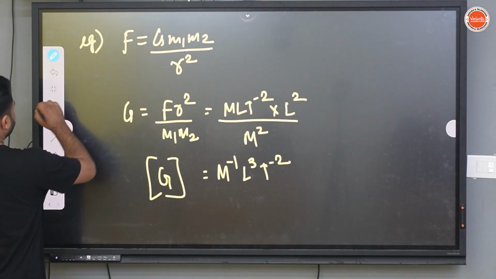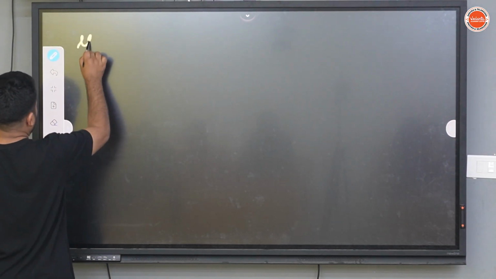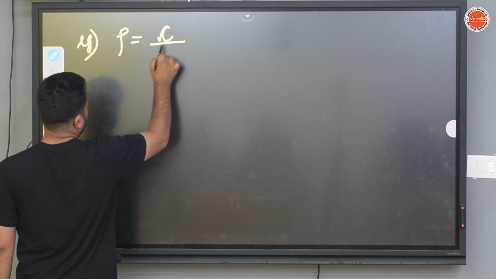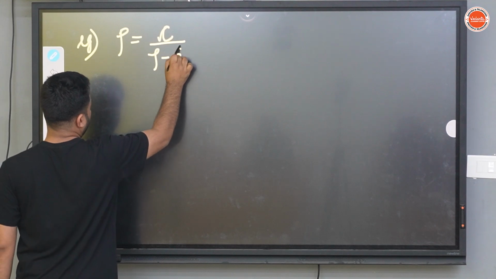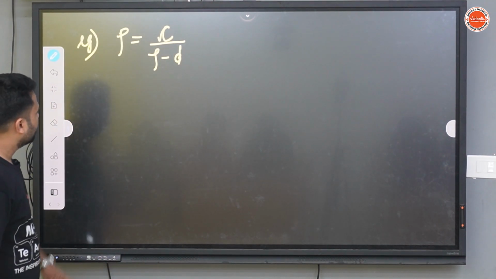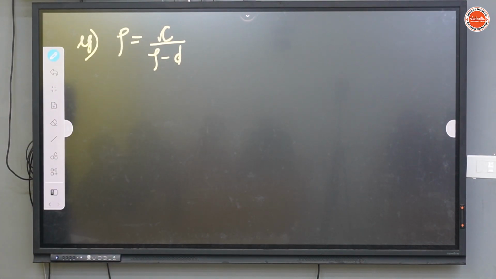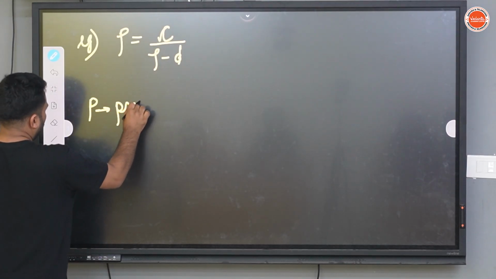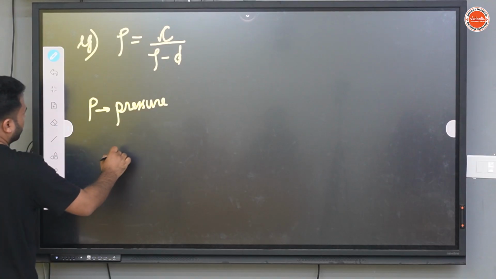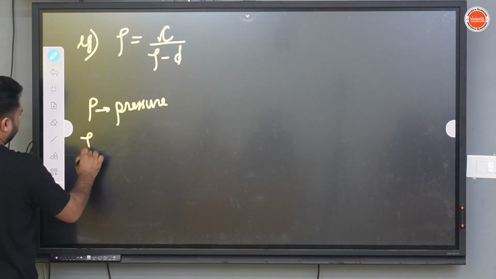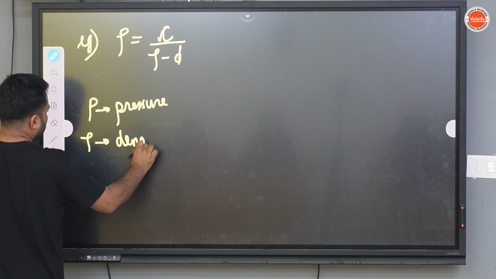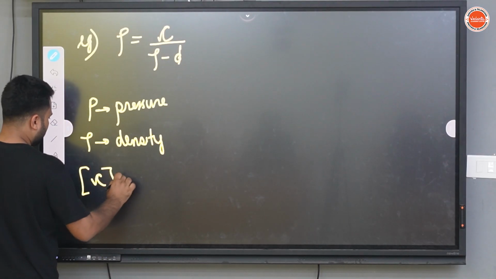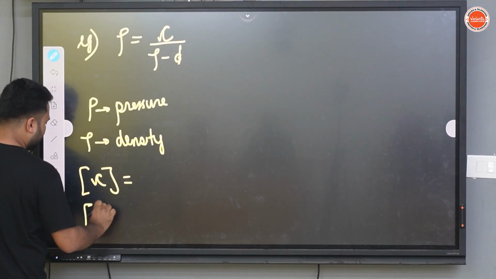Last example, like C. P equals C divided by rho minus D. This is the last question I am discussing. P is pressure, they have given that P is pressure. Rho is density. You have to tell the dimension of C as well as the dimension of D.